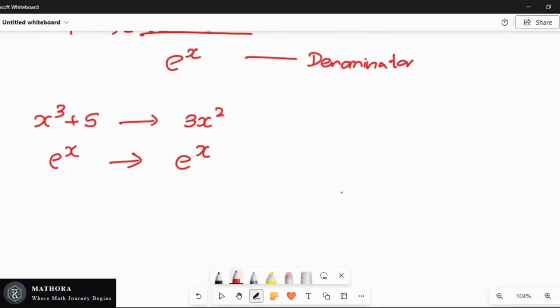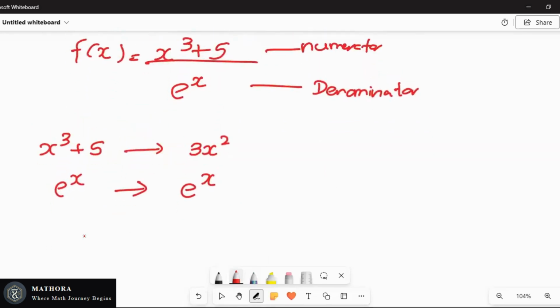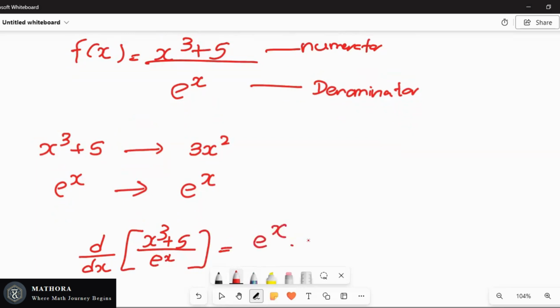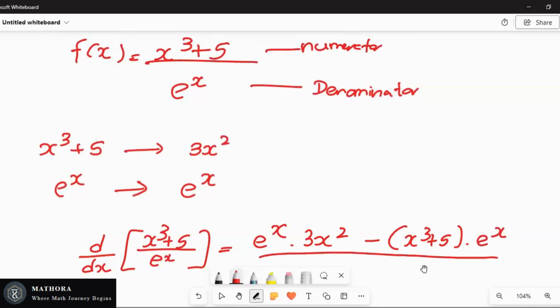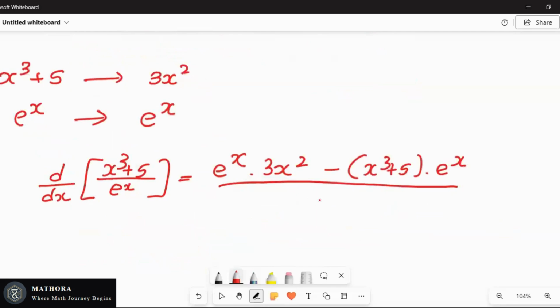Now we need to apply the quotient rule. d over dx of x to the power of 3 plus 5 divided by e to the x equals: first we write the denominator e to the x times the derivative of the numerator, that means 3x squared, minus the numerator x to the power of 3 plus 5 times the derivative of the denominator, which is the same, e to the x. Then we use the square of the denominator, that means e to the x squared.